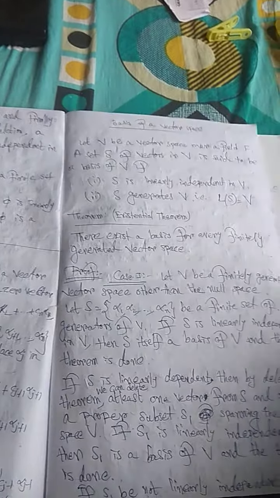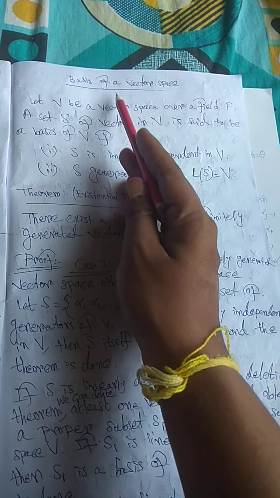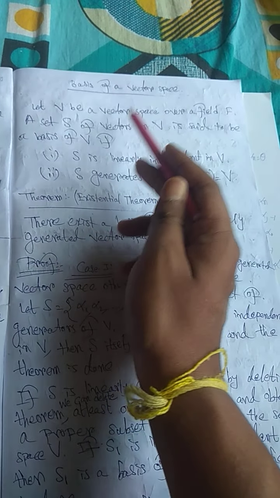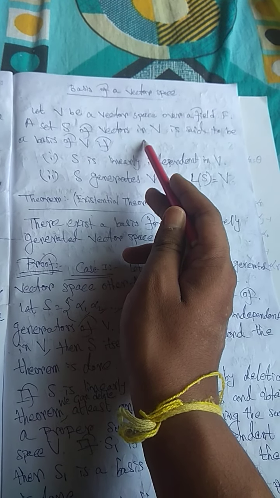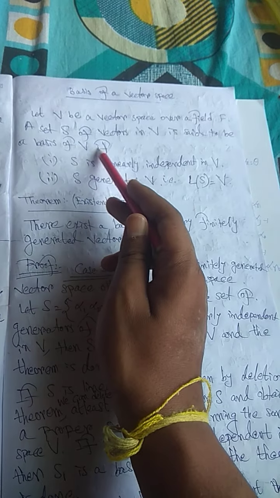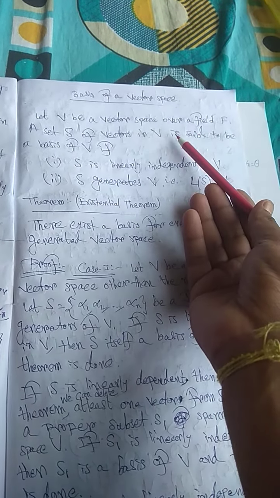Now let us come to the next thing. Basis of a vector space. Let V be a vector space over a field F. A set S of vectors in V is said to be a basis of V. As simple as that, V is just a vector space over a field F.